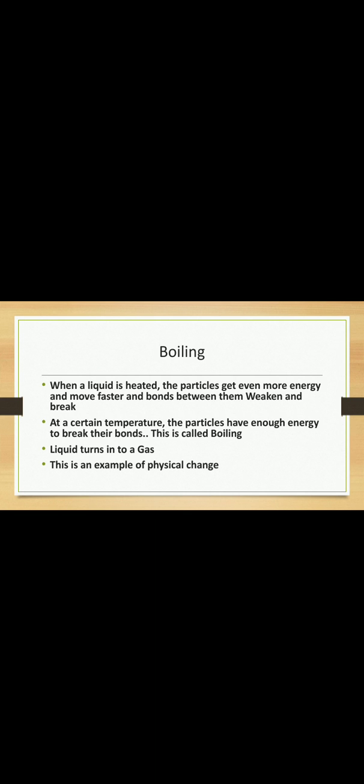The second process is boiling. When a liquid is heated, the particles get even more energy and move faster, and the bonds between them weaken and break. At a certain temperature, the particles have enough energy to break their bonds. This is called boiling, and the liquid turns into a gas. This is an example of a physical change.